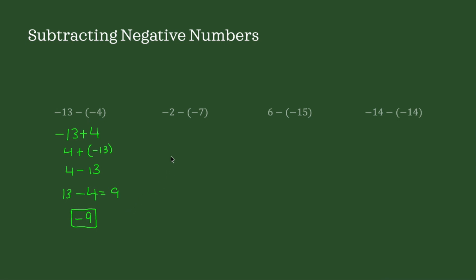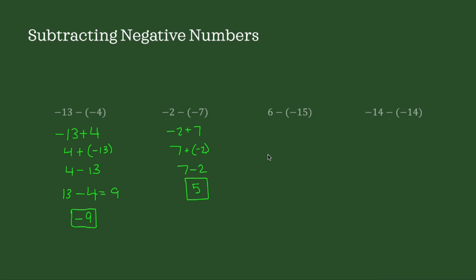So let's try the second one. Negative 2 minus negative 7. Now if we ignore the negative signs again, 7 is greater than 2, so we're going to end up with a positive. And when we do this, we make it negative 2 plus 7 because the negatives cancel out. And we can reverse this to get 7 plus negative 2. Since adding a negative is the same as subtracting a positive, this is the same thing as 7 minus 2, which is equal to 5.